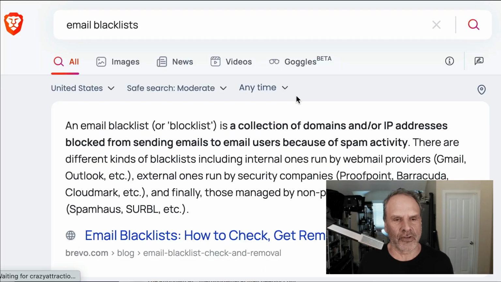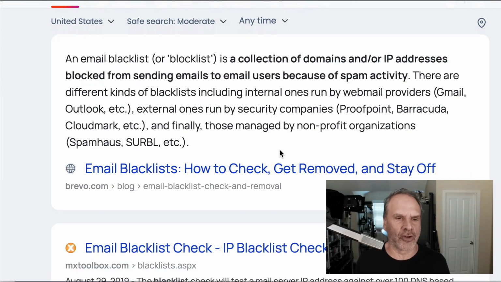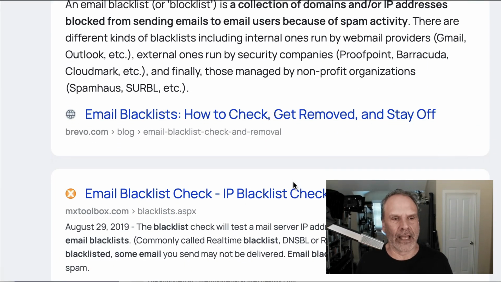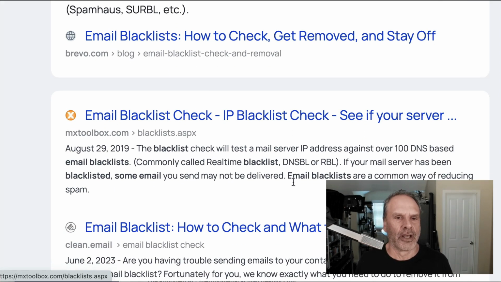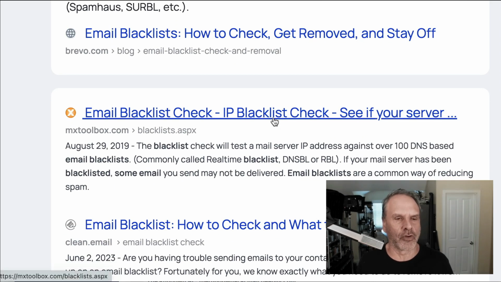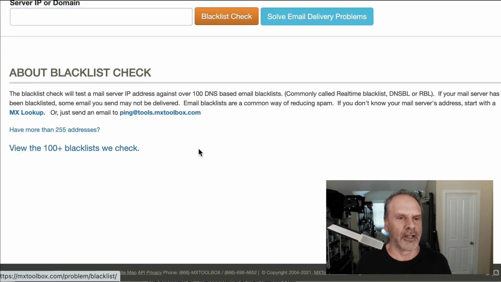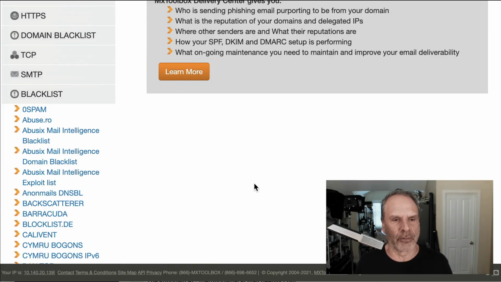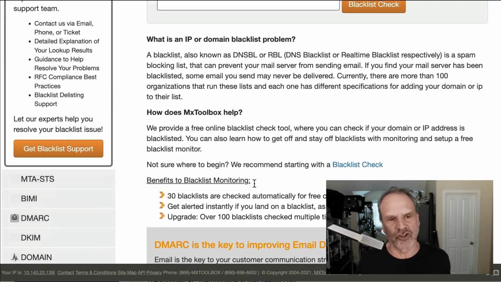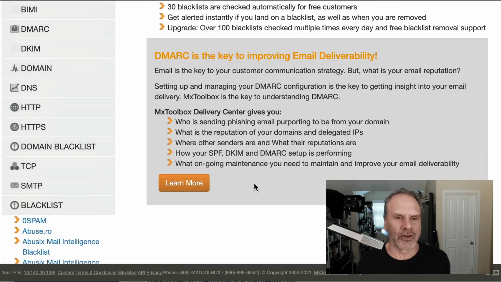These are lists of IP addresses or sending domains that are bad. And if you're on those lists, you get in trouble. You could go to mxtoolbox.com and you can check. There's a bunch of email blacklists, and there's some that are super important and some that are not important at all. We are generally on a few blacklists at any one time, but they're not important.